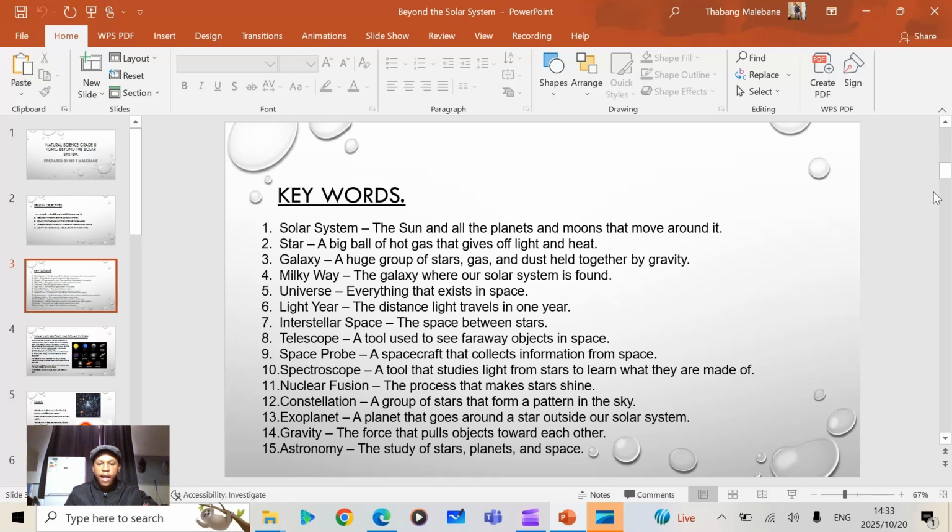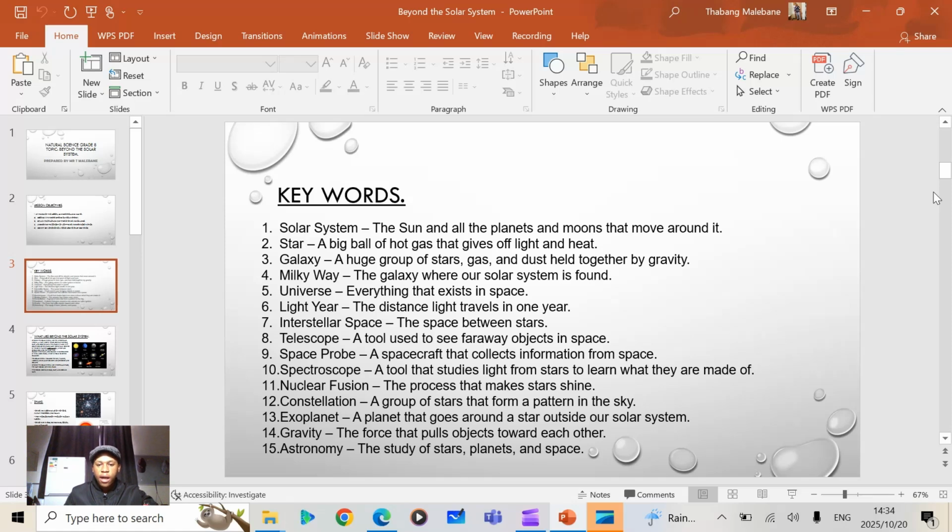Light year, the distance light travels in 1 year. Interstellar space, the space between stars. Telescope, a tool used to see far away objects in space. Space probe, a spacecraft that collects information from space. Spectroscope, a tool that studies lights from stars to learn what they are made of. Nuclear fusion, the process that makes stars shine. Constellation, a group of stars that form a pattern in the sky.